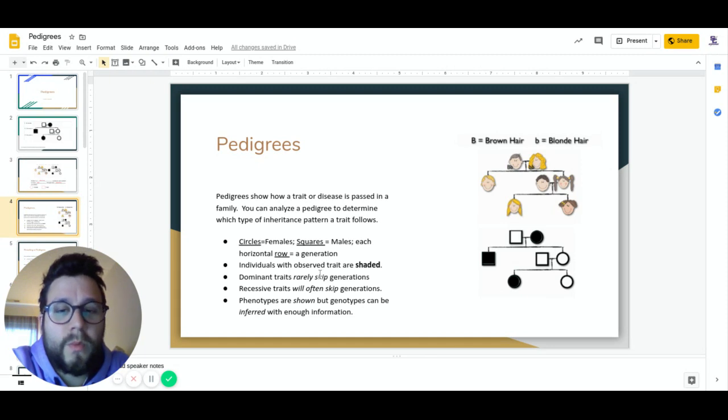Now, dominant traits will rarely skip a generation. They're usually going to be found somewhere in the generation, but recessive traits will often skip generations. Remember, they can be hidden. These two parents right here didn't have the trait, but their kid did, so it skipped them and went to them. So we can see the phenotypes, who has blonde hair, who has brown hair, but the genotypes we're going to have to figure out. So that's usually what this ends up being.